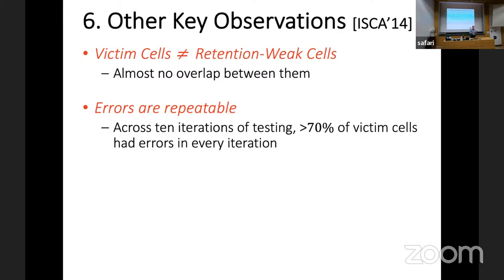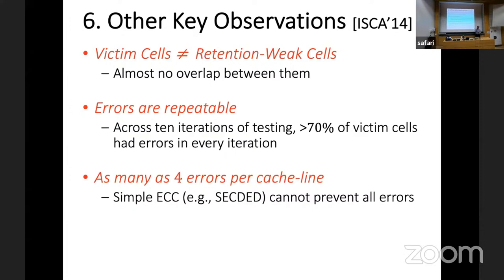So we also showed that you get as many as 4 errors per cache line. This means that simple error correcting code mechanisms are not able to prevent all errors, because simple error correcting code mechanisms in DRAM usually detect 2 errors and correct 1 error. This is called SECDED, single error correcting, double error detecting. Of course, you could make it stronger, right? You could make it 4 error correcting, 5 error detecting type of systems. These are usually based on Hamming codes. Hamming distance you talked about yesterday, right? And Hamming distance is what led to the design of the Hamming codes by Richard Hamming. We'll talk about that later also, probably. But basically, simple error correction doesn't work very well.